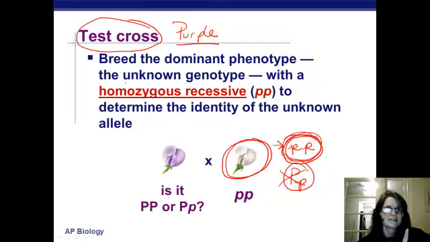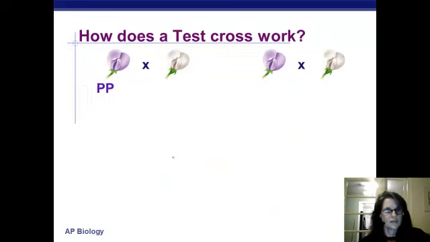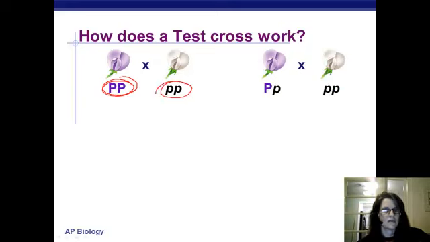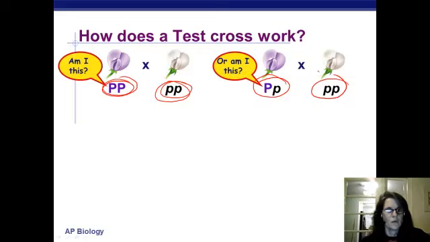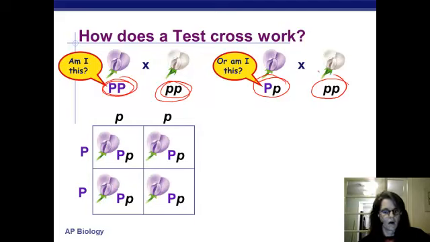When you breed something that has an unknown genotype, this dominant phenotype, which you can't know for certain if it's big P, big P or big P, little p, you cross it with something that you do know for certain. So a test cross works like this. If you have a completely dominant, pure breeding plant and you cross it with a recessive plant, you're going to get some different results than if you cross a heterozygote with a recessive plant. Which are you? Well, we can tell, because if we cross the recessive with a pure breeding dominant, how are the offspring going to turn out? They're going to turn out all purple.